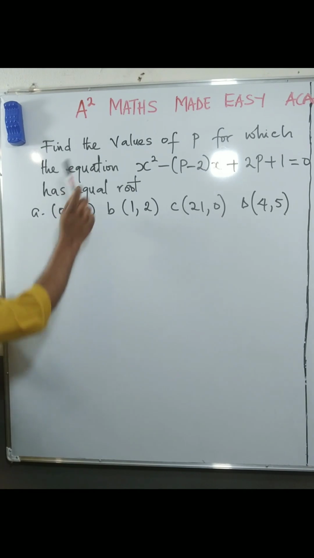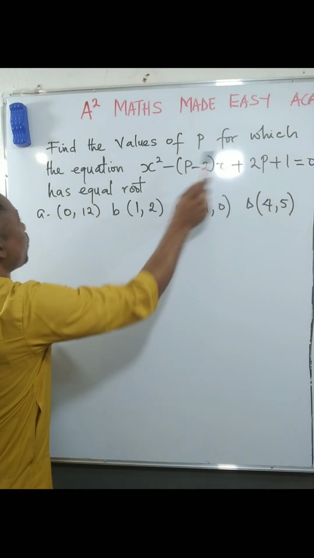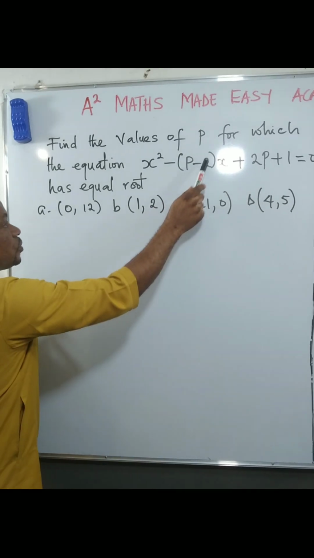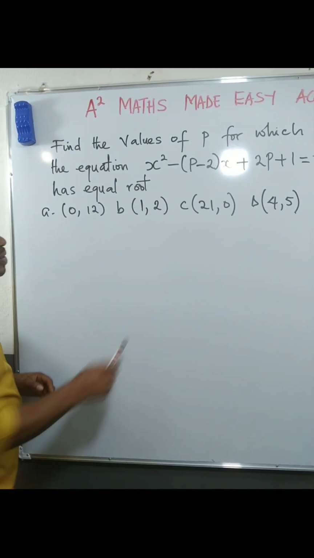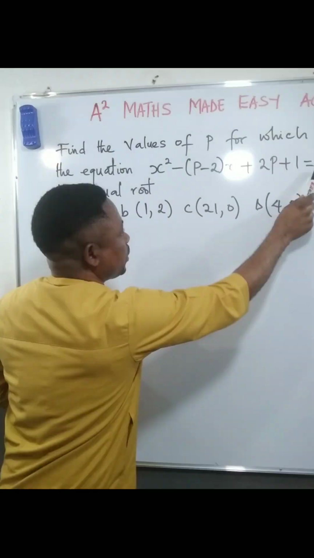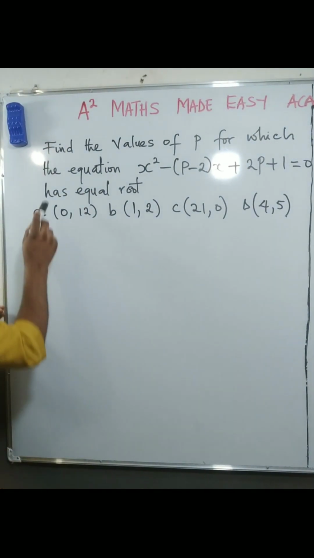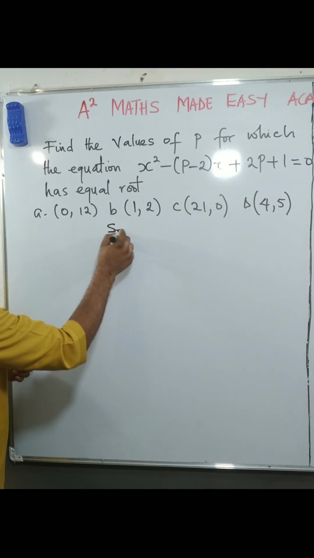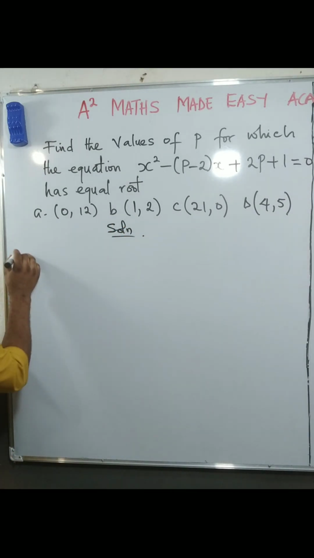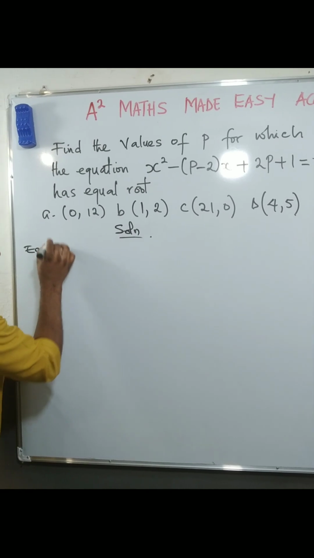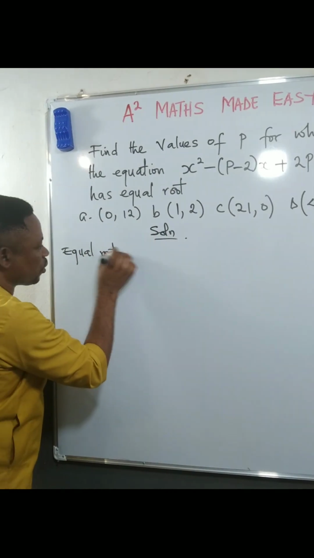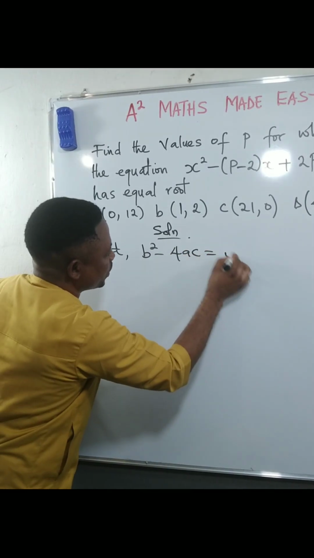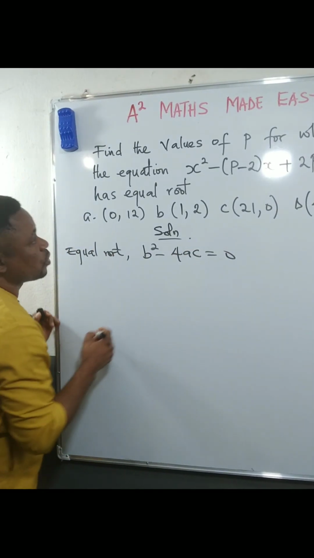The question says: find the values of p for which the equation x squared minus (p minus 2) times x, plus 2p plus 1, equal to 0, has equal roots. Now it is still centering on equal roots. Don't forget that the condition, as I said earlier in my last video, under equal roots, the discriminant b squared minus 4ac is always equal to 0.